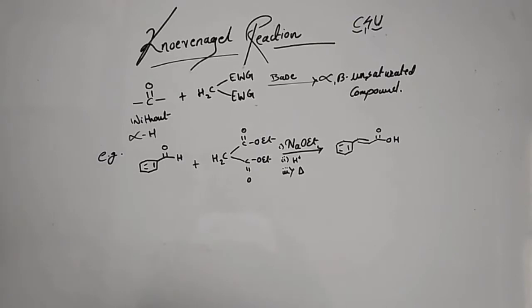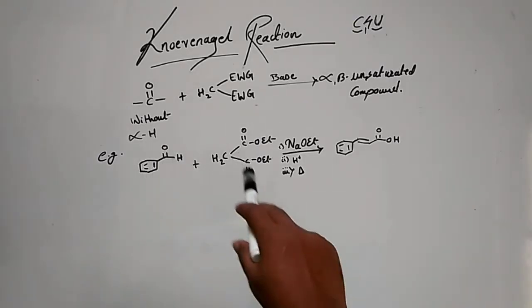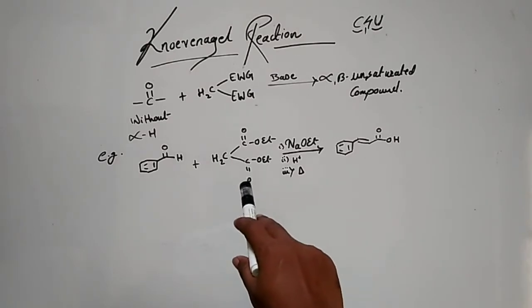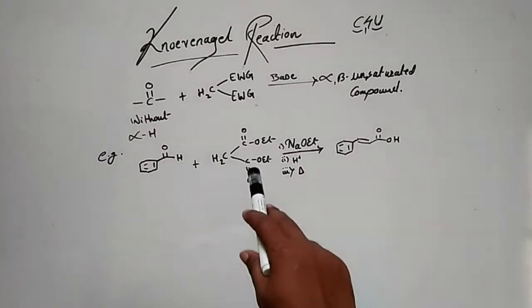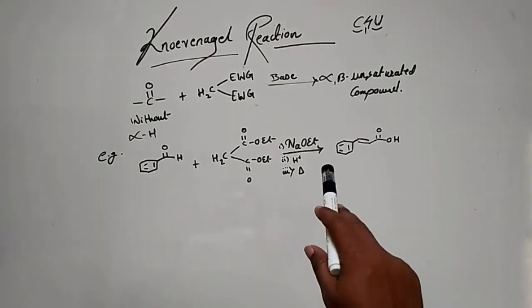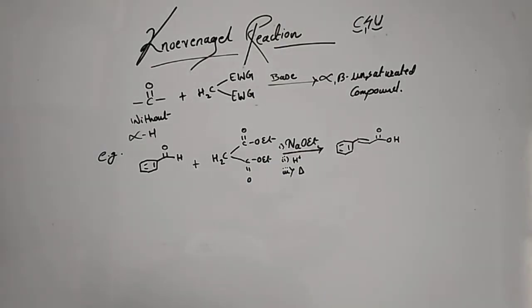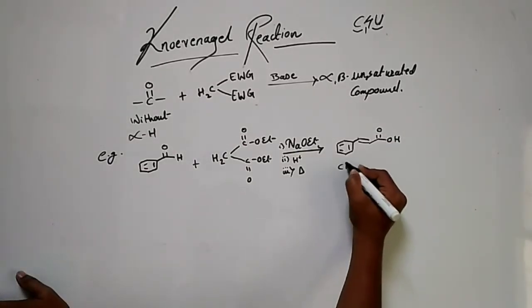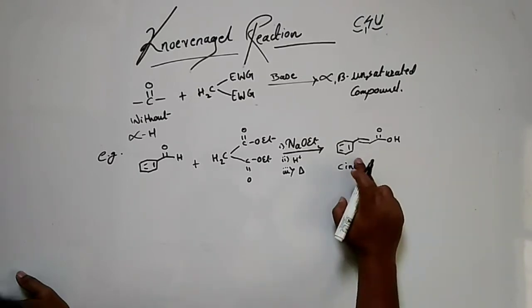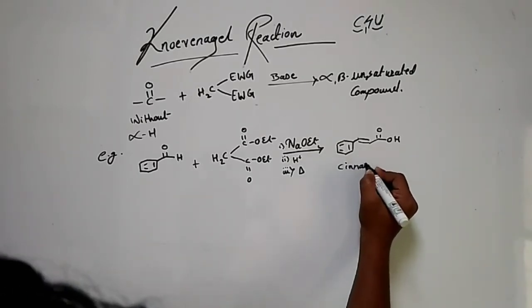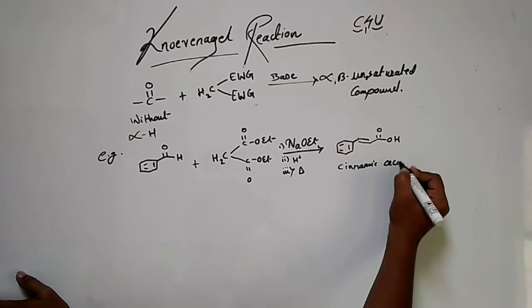So here's an example: benzaldehyde with diethyl malonate in the presence of sodium ethoxide is going to give you an alpha beta unsaturated carboxylic acid. I hope you all know the name of this compound. It is a very important compound in organic chemistry. It's nothing but cinnamic acid.